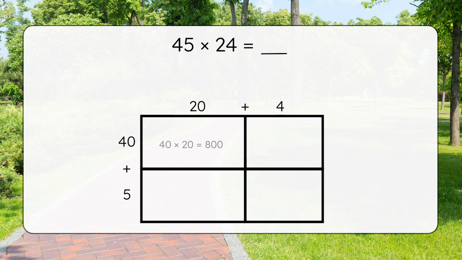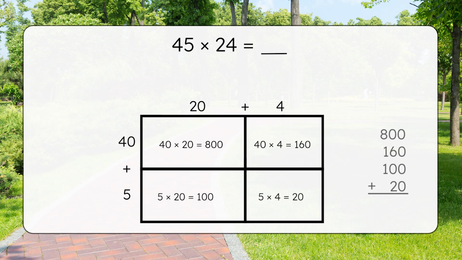Our work from solving 40 times 24 stays the same, and now we have space to solve 5 times 24. 5 times 20 equals 100, and 5 times 4 equals 20. Now we have 800 plus 160 plus 100 plus 20, which equals 1,080 reusable cups. Now it's your turn.